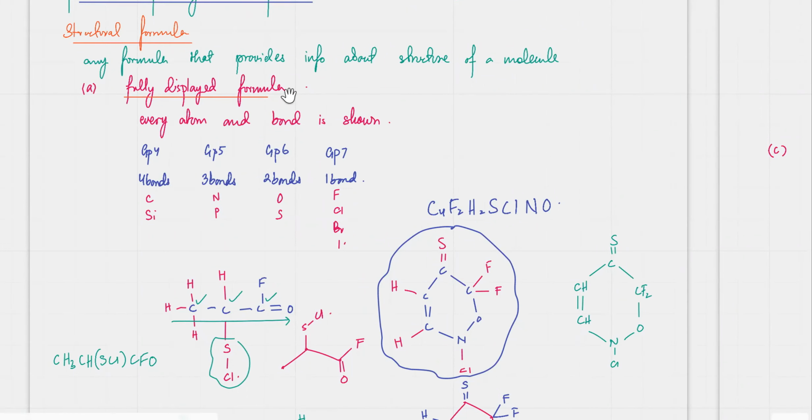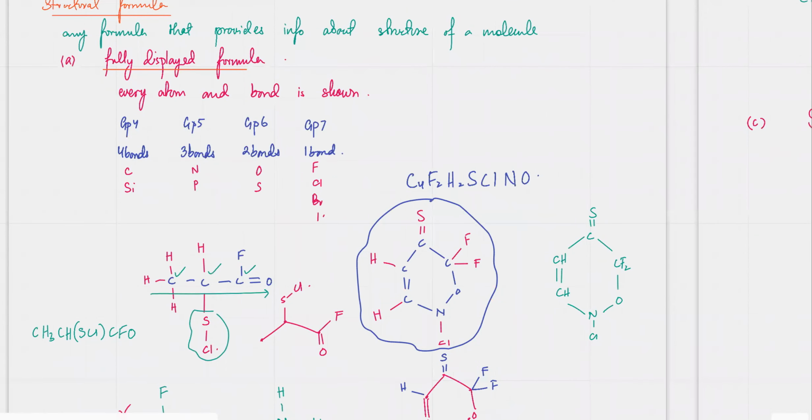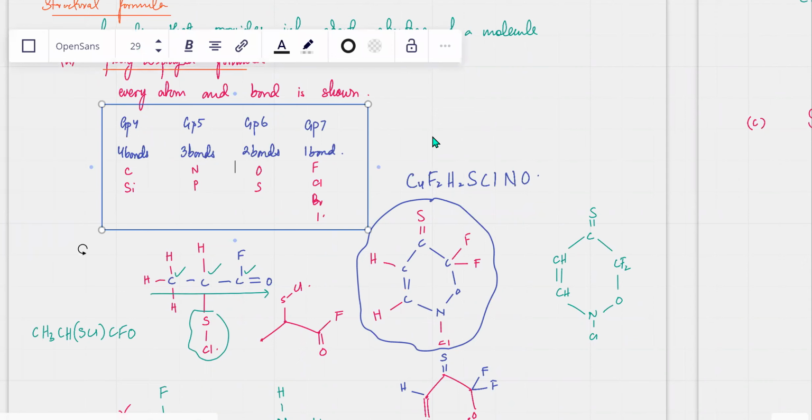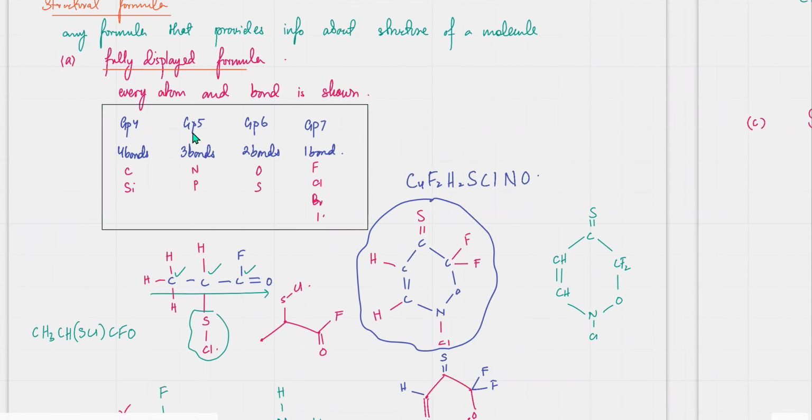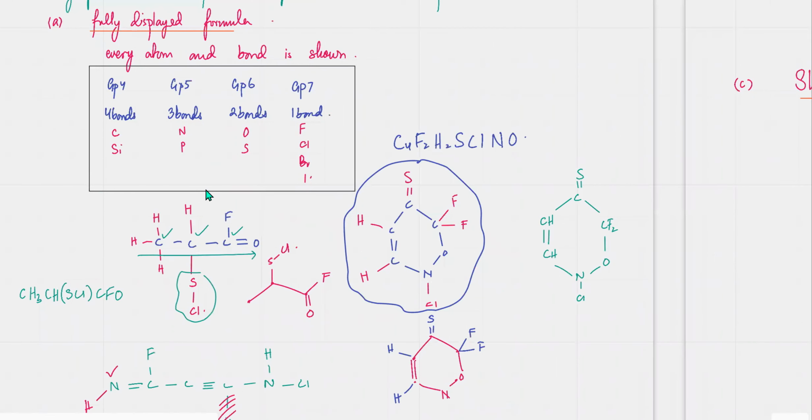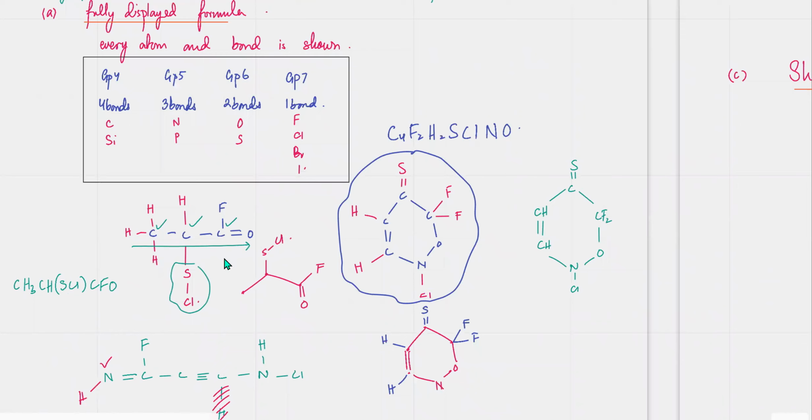The first one is a fully displayed formula, where every atom and bond is shown, and in that you need to remember which group normally makes how many bonds. Group 4 makes 4 bonds, group 5 makes 3 bonds, group 6 makes 2 bonds, and group 7 makes 1 bond. So whenever you draw a structure, the atoms should be making the right number of bonds.